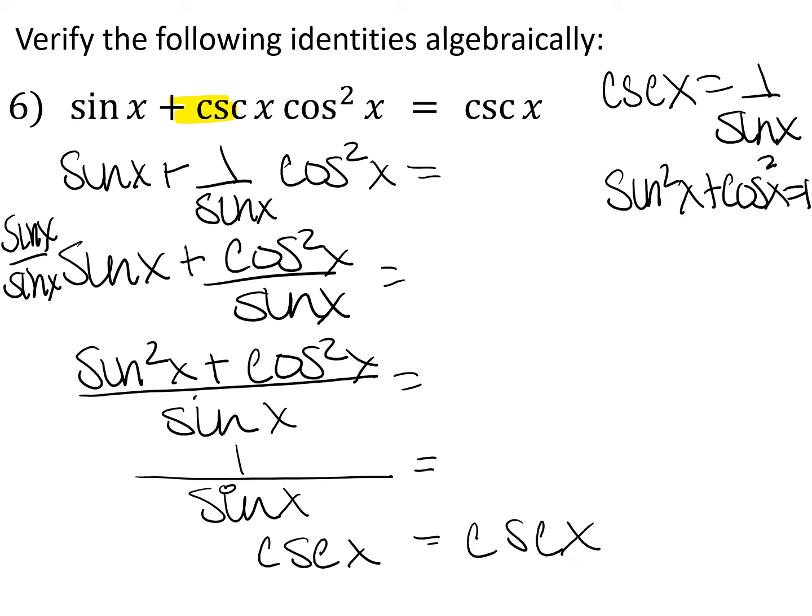Now, in reflection, seeing how I got to the end there, I'm thinking I probably could have done this faster. How could I have done it faster? I think I could have done a substitution right away here, used the 1 minus sine squared theta, and then multiplied by that cosecant. So there's definitely more than one way to do these problems.